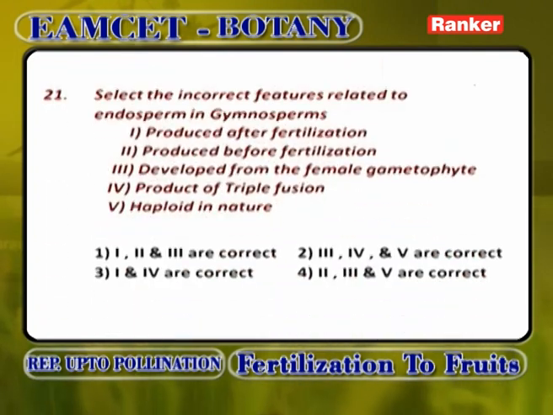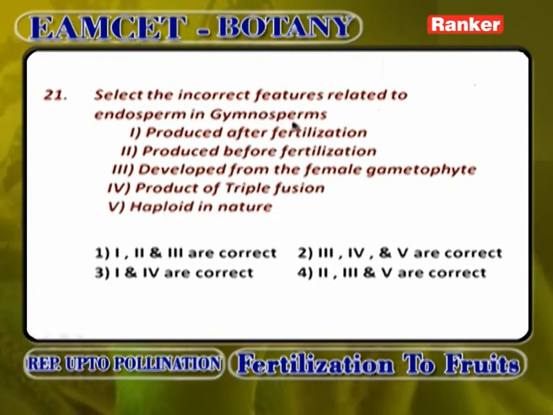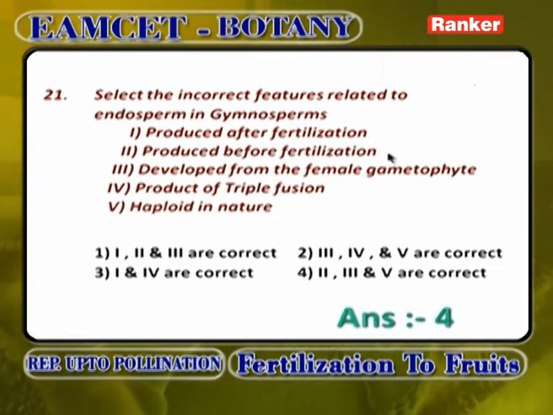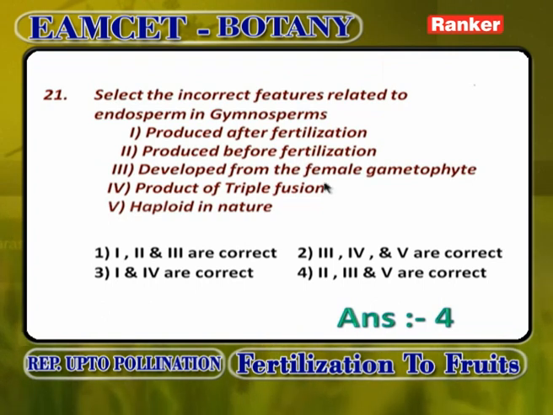Next. Select the incorrect feature related to endosperm in gymnosperm. Produced after fertilization is wrong. Keyword: produced before fertilization is correct. Developed from female gametophyte is correct. Product of triple fusion is wrong. Haploid nature is correct. So what are the correct ones? Produced before fertilization, developed from female gametophyte. It is the female gametophyte which is regarded as endosperm in gymnosperms. It is haploid in nature. So 2, 3 and 5 are correct. 1 and 4 are wrong.